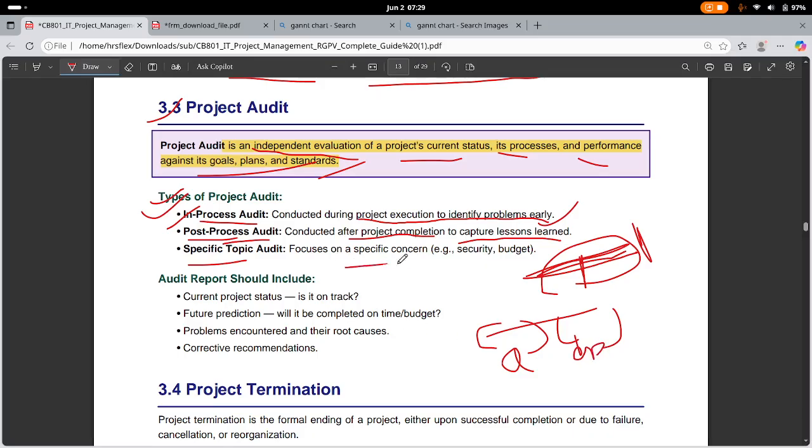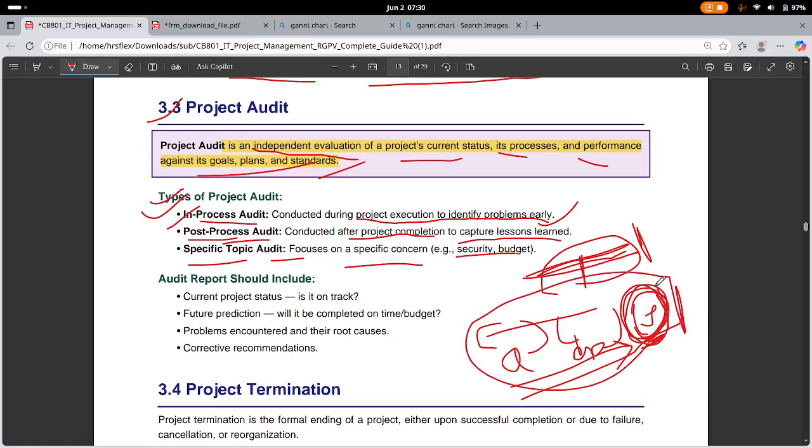So focus on a specific concern, just security or budget. You need to do the audit, and there should be a certain stage of security. Security is the most priority, so you need to do the auditing on security in process, or you can do post auditing after you complete the project. You can do auditing on both, but for security you need in-process auditing.